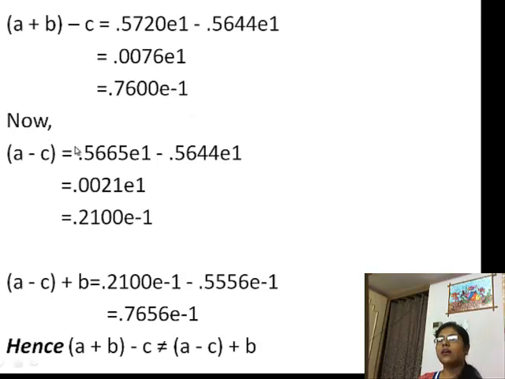Now taking the RHS value, that is the right hand side value, we evaluate a minus c, which comes out to be 0.2100 e to the power minus 1. A minus c plus b comes out to be 0.7656 e to the power minus 1. So this is the value that we get after solving the RHS, and this is the value that we get after solving LHS, and clearly it's seen that these values do not match, and therefore (a plus b) minus c is not equal to (a minus c) plus b.